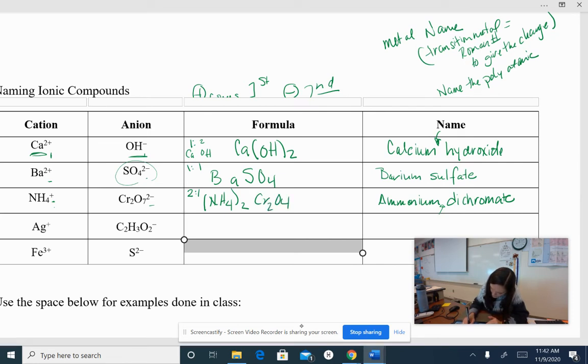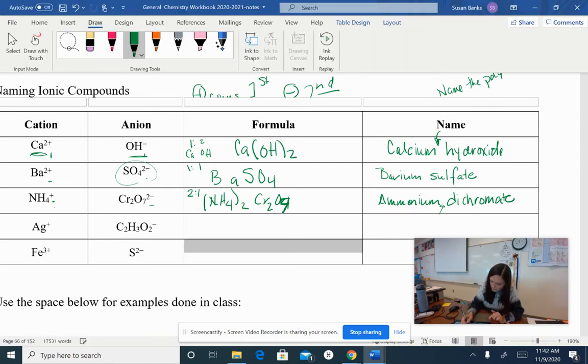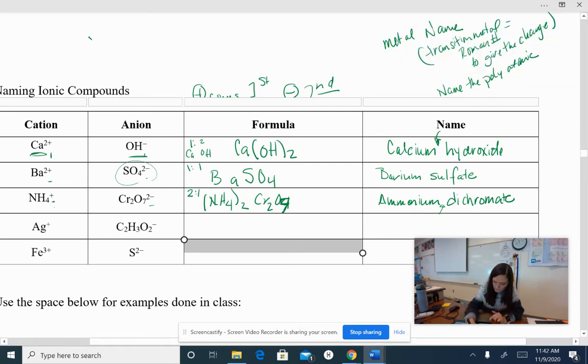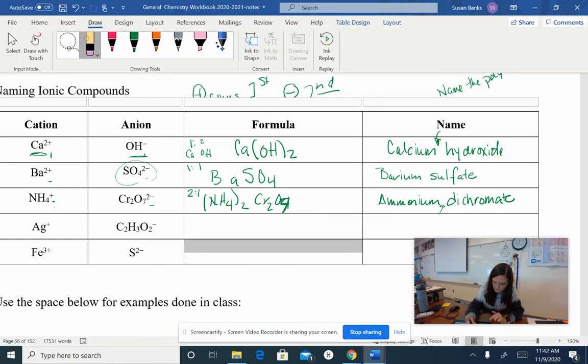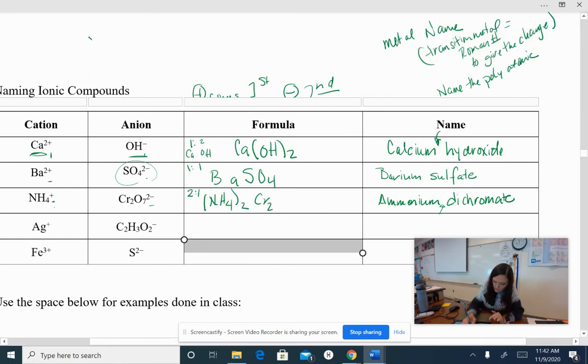Or no, it's dichromate, not chromate. So this is a 7, sorry. Let's clean that up a little bit.